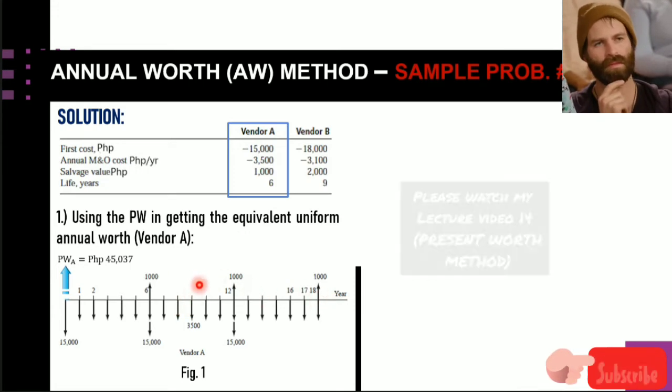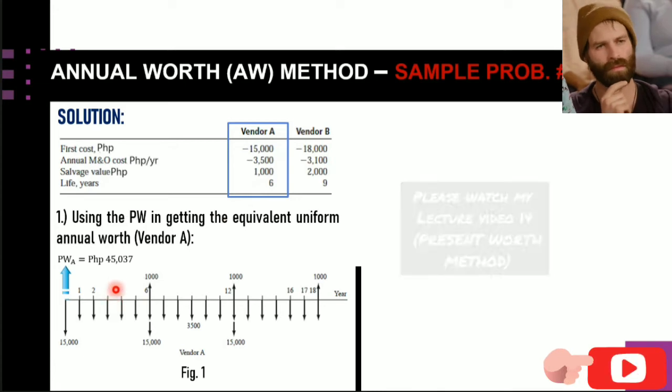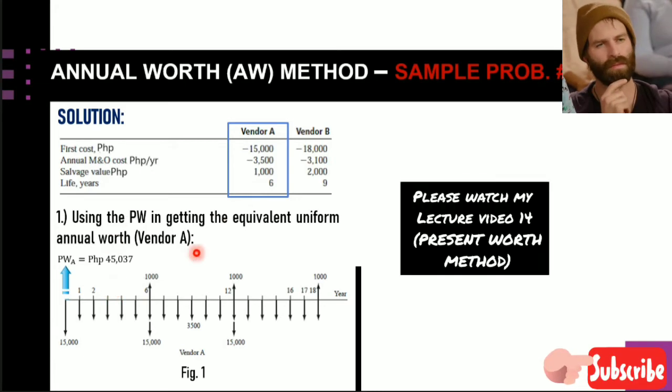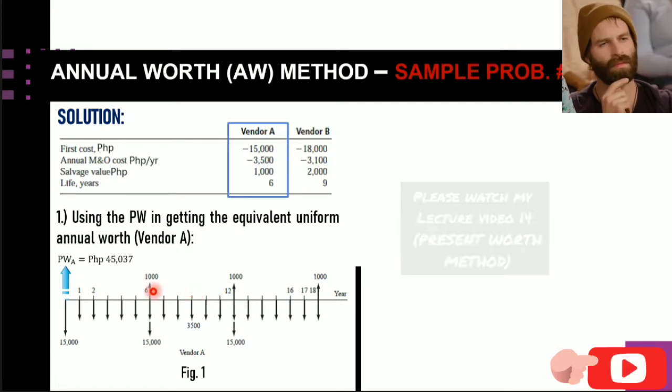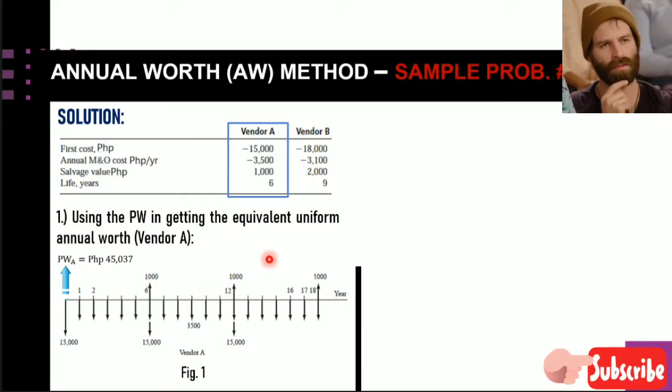But basically, for vendor A, the specific life is 6, but because our LCM is 18, we have to extend another life cycle, another 6 years. So if you sum up the 6 and 6, so 12, until such that you add another 6 years, it reaches 18 years because our LCM is 18 years. So you are done of your LCM. That is why it is only until the third cycle.